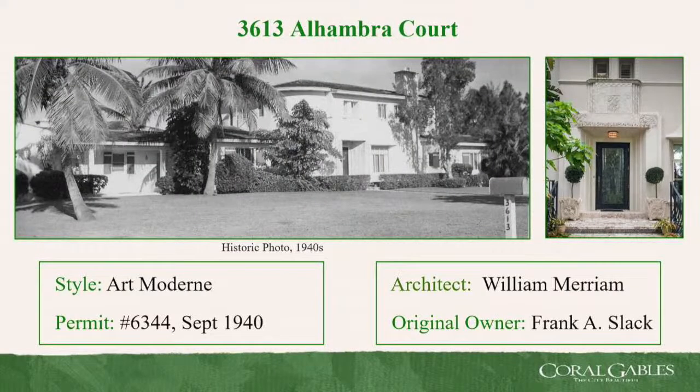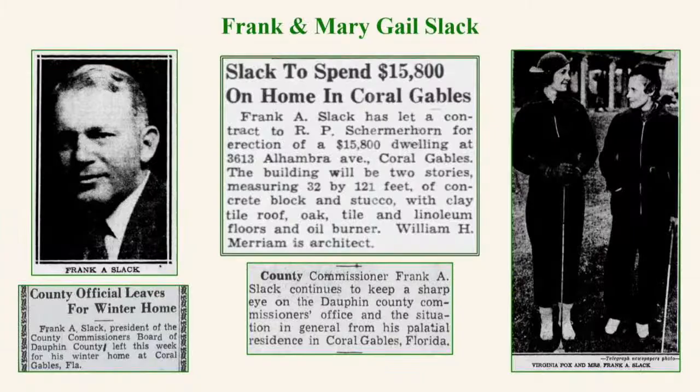The home was permitted in 1940 by architect William Merriam. It was designed in the modernistic style of Art Moderne for Frank Slack. After several seasons of renting in Coral Gables, Frank Slack built a winter residence at 3613 Alhambra Court in 1940.